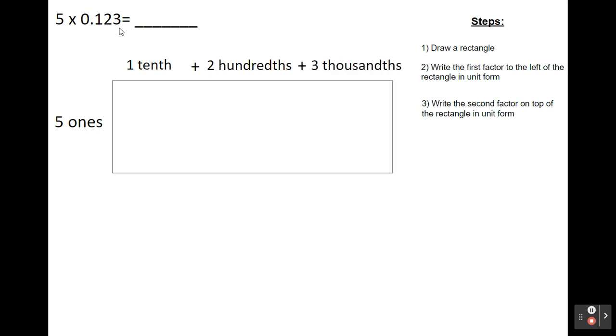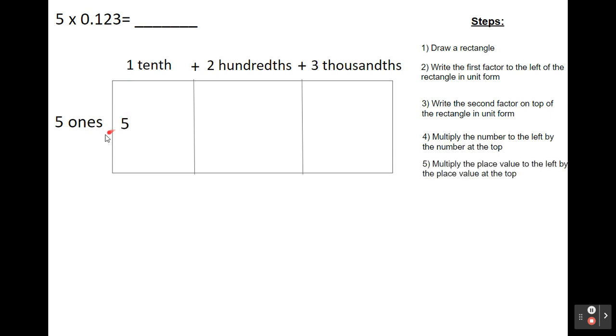Wherever there's an addition sign, we're going to draw a line to break up our rectangle into smaller rectangles. Now we can multiply to find the product of each rectangle. We're going to multiply the number to the left times the number on top. So 5 times 1 is 5. Now we can multiply the place values. Ones times tenths is tenths. So this first product is 5/10. Let's find the product of this middle rectangle. We're going to multiply 5 times 2, which is 10, and ones times hundredths, which is hundredths.